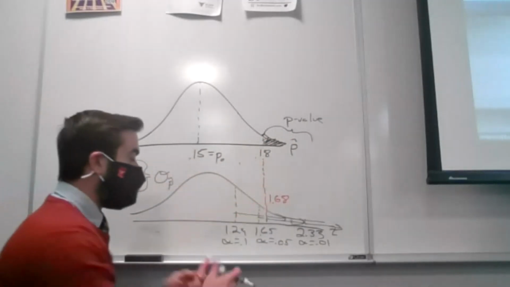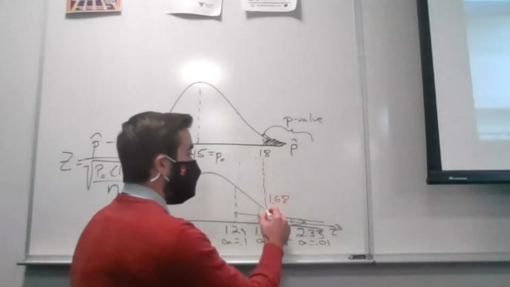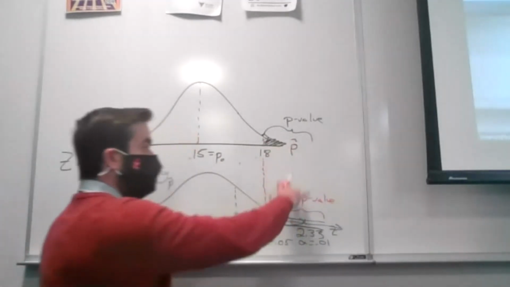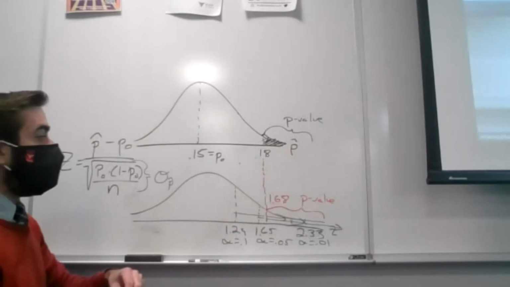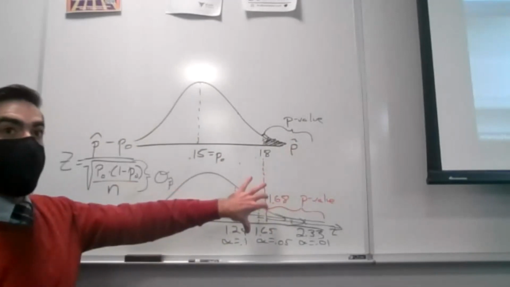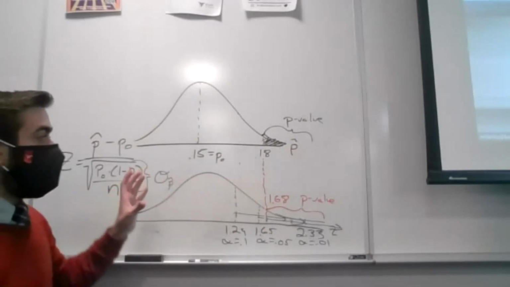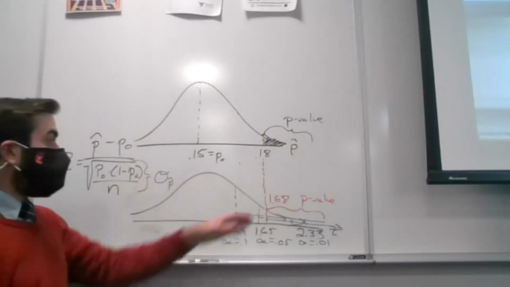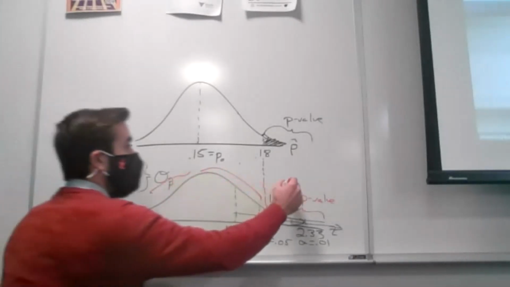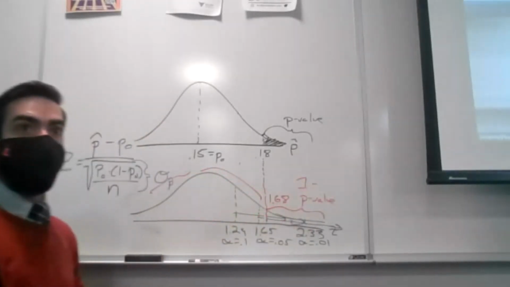well, I can look up that z statistic of 1.68, and the area to the right of it would represent my p-value. So I could look up 1.68 on my table. Now the table will tell me the area to the left of that z statistic. I want the area to the right. So whatever area it gives me to the left, I would have to subtract it from 1.